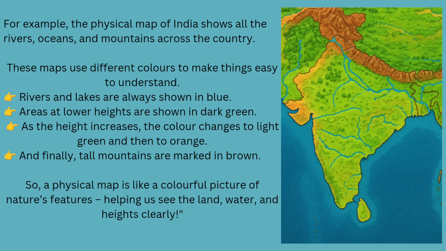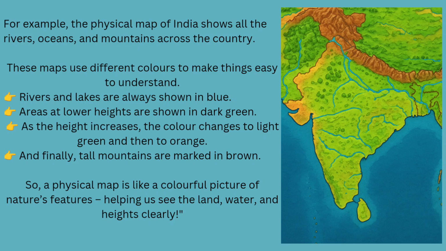For example, the physical map of India shows all the rivers, oceans, and mountains across the country. These maps use different colors to make things easy to understand. Rivers and lakes are always shown in blue. Areas at lower heights are shown in dark green. As the height increases, the color changes to light green and then to orange. And finally, tall mountains are marked in brown. So, a physical map is like a colorful picture of nature's features, helping us see the land, water, and heights clearly.